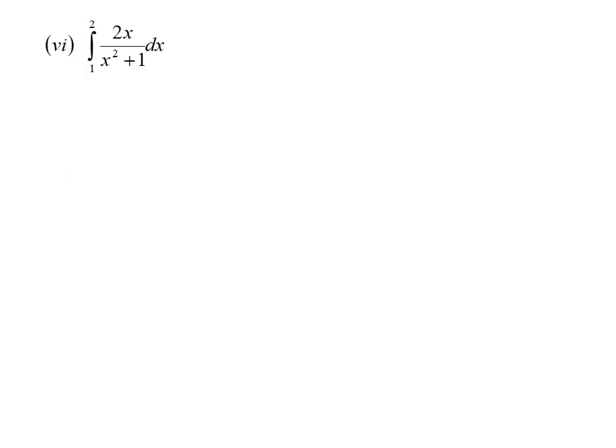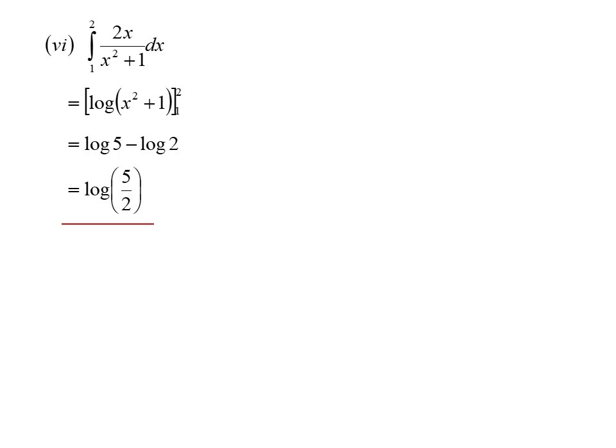Let's do a definite one. 2x on x squared plus 1. Oh, nicely, it's already the derivative on top. So we can go straight to the log of x squared plus 1. Substitute in the 2, substitute in the 1, we get log 5 minus log 2, which is log 5 on 2.